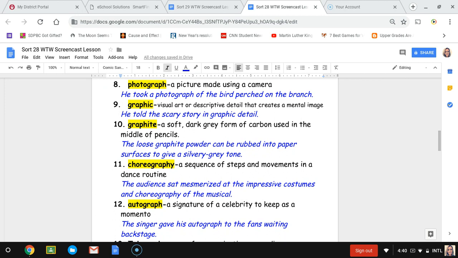Number 11 I have is choreography. Choreography is a sequence of steps and movements in a dance routine. So the sentence that I have for choreography is, the audience sat mesmerized at the impressive costumes and choreography of the musical. So choreography is like when you have a dance routine inside of a play or a musical, and so those series of dance steps within that, that's the choreography of it.